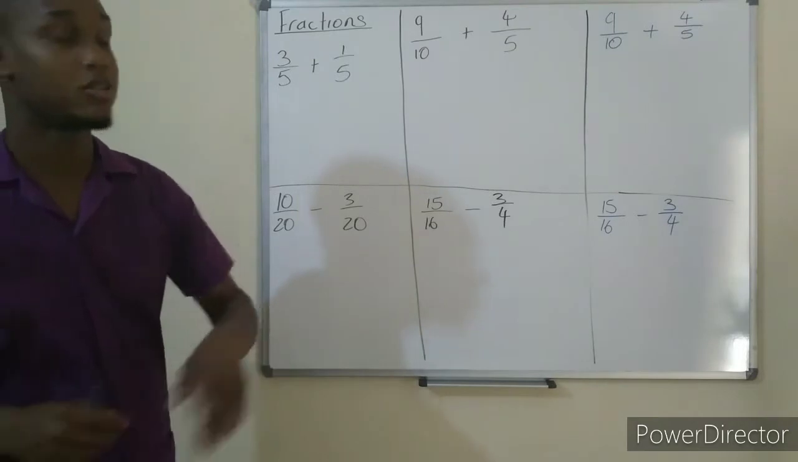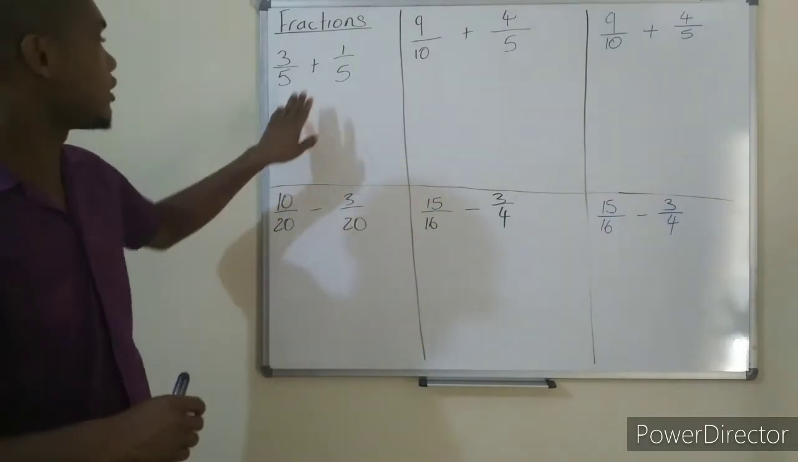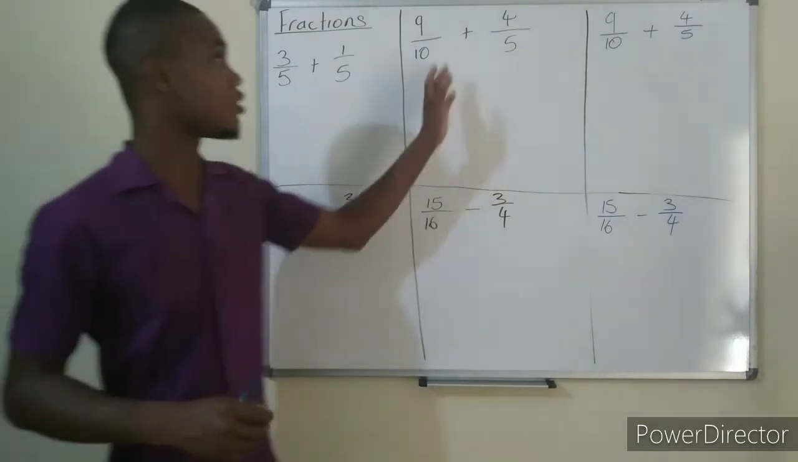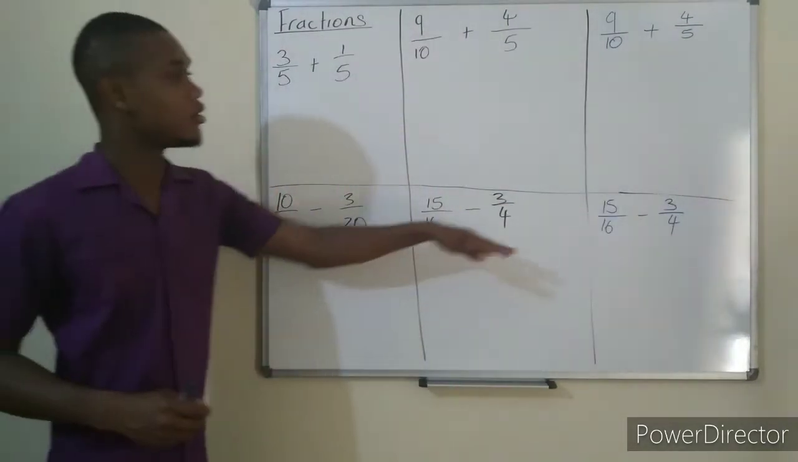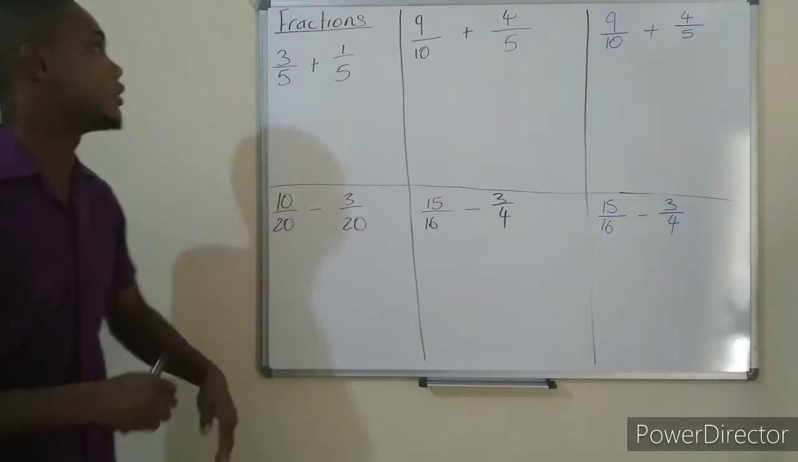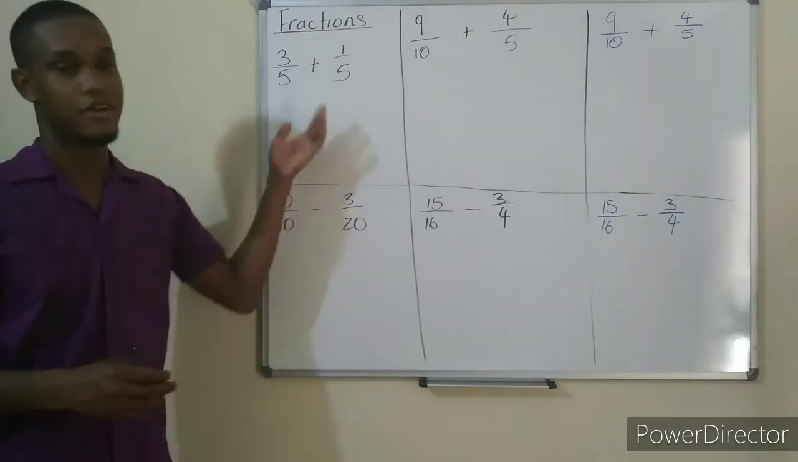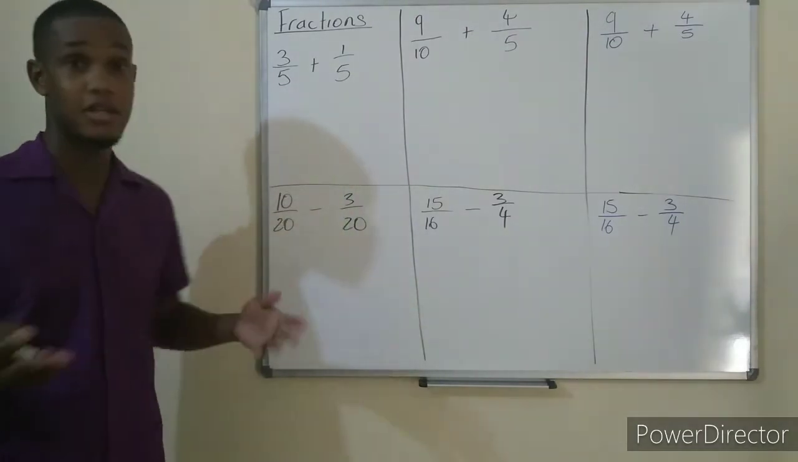So we'll be starting with fractions. You realize that it's addition and subtraction. So these have the same denominator. These do not have the same denominator. Adding fractions with the same denominator is the easiest one.